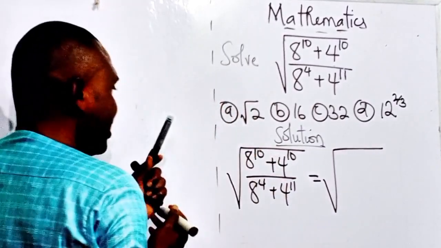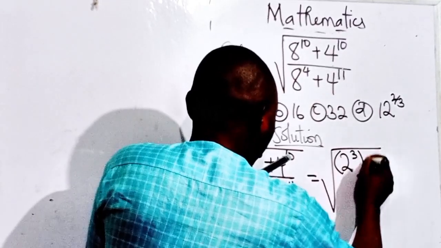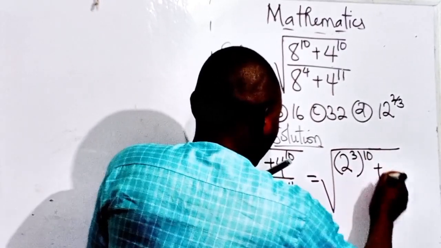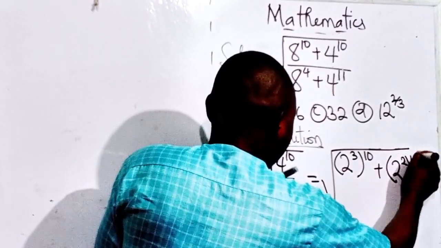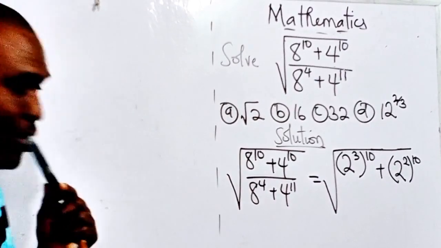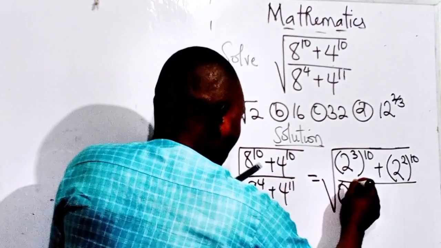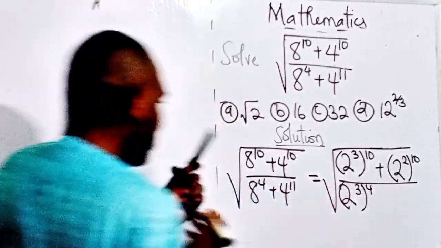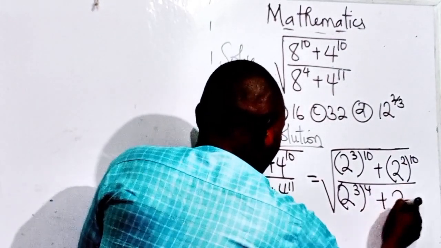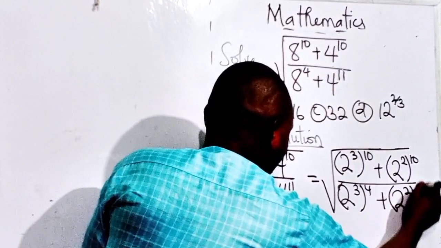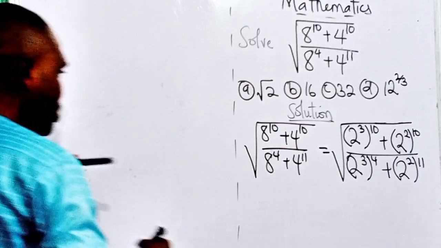Okay, now 8 here can be written as 2 raised to the power of 3, bracket open, bracket close, raised to the power of 10, plus 4, bracket open, 2 raised to the power of 2, then raised to the power of 10, don't forget. All right, then 8 here is what? 2 raised to the power of 3, raised to the power of 4. All right, and then 4 is 2 raised to the power of 2, bracket close, raised to the power of 11. Is that clear? Now, how do we continue from here?